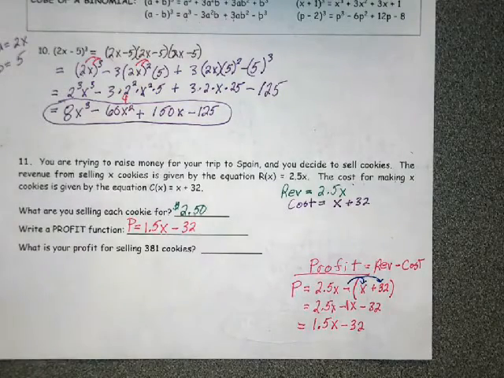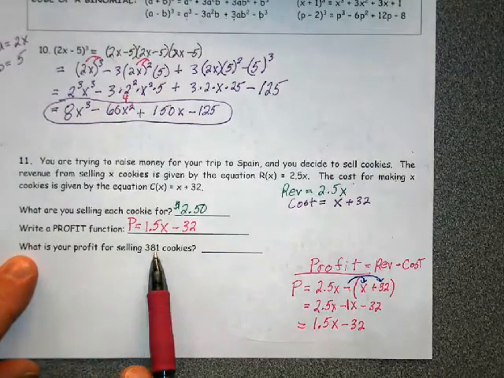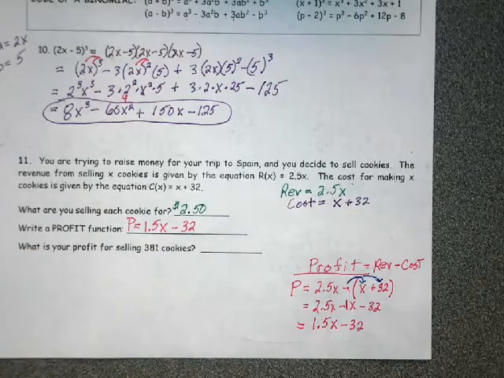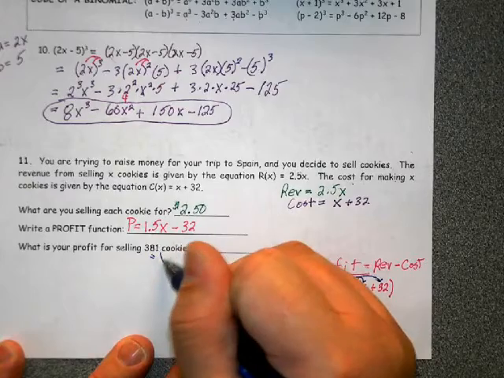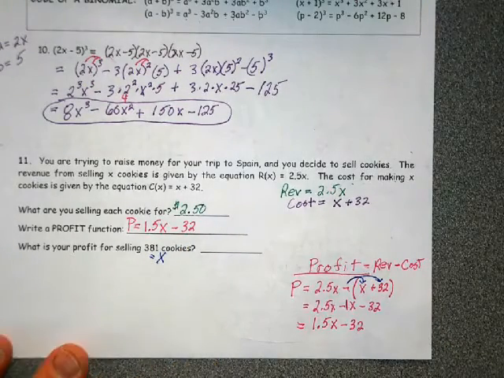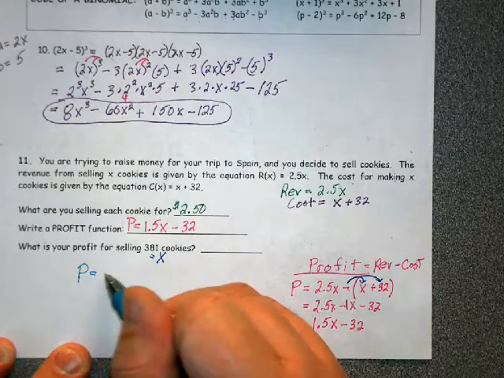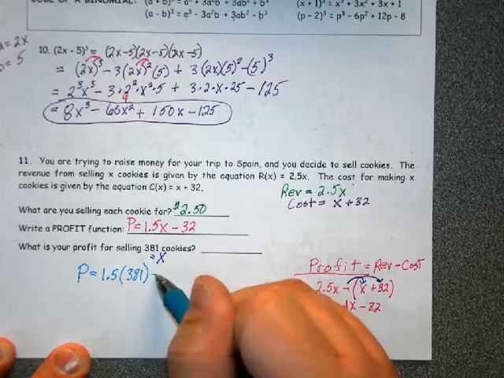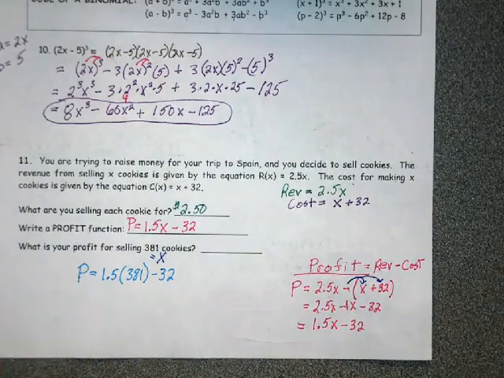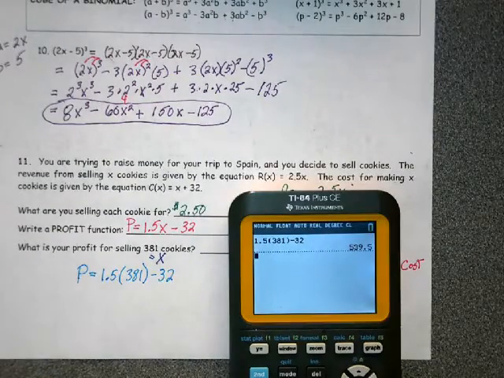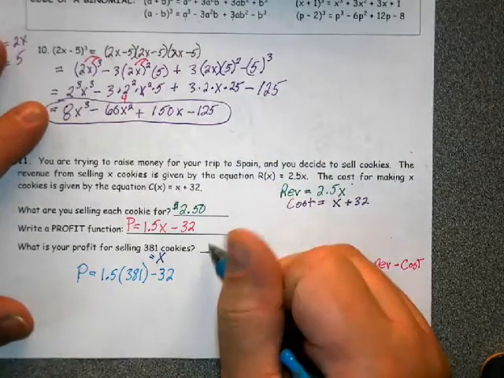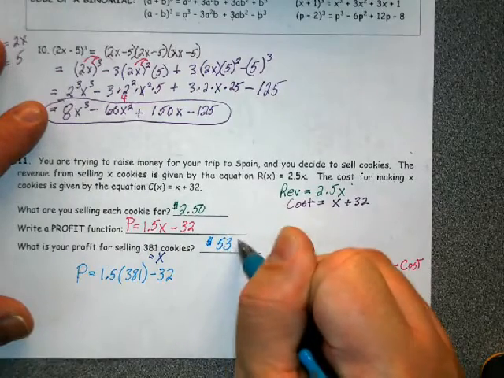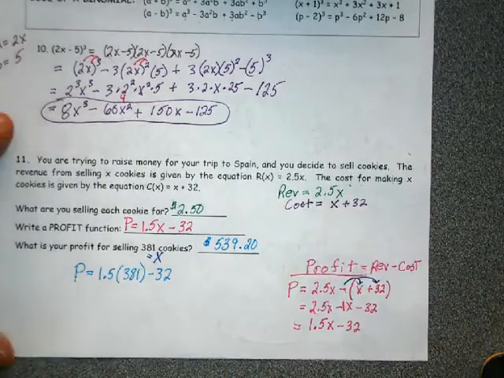Okay, what is your profit if selling 381 cookies? So that's our x, right? So that equals our x. So we're going to go back to our profit function, and we're just going to substitute in 381 for our x. And if I compute this all in my head, it comes out to 539.20. And actually, I didn't do that in my head because I did it last hour. 539.50. And we also determined that that probably would pay for an airplane ticket to Spain. That's about it.